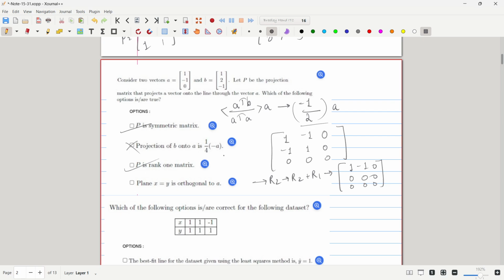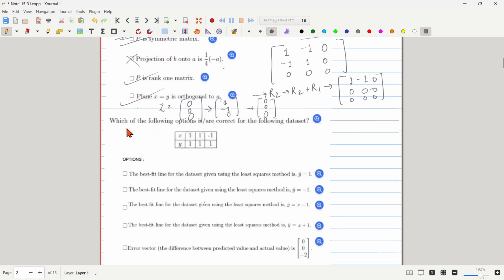And plane X is equal to Y is orthogonal to A. What does it mean? Plane X is equal to Y means the Z axis will be 0, so Z will be 0 0 0. Now if I multiply this Z with A, 1 minus 1 0, the dot product will be 0. So I can say that the Z axis is orthogonal to A. So options A, C and D are correct. Okay, now let's move on to the next question.